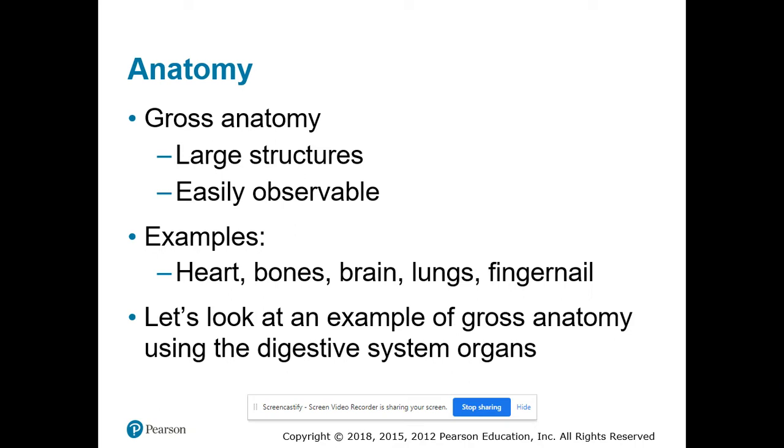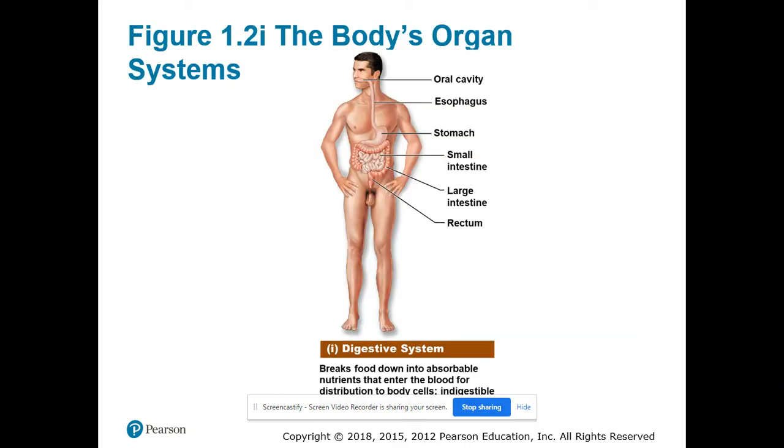The first one is gross anatomy. These are large structures that you're able to see without a microscope. So you can look at them and see the heart, the bones, the brain, lungs, and even fingernails. Then we gave the example with the digestive system, where we can see a stomach, we can see the esophagus.